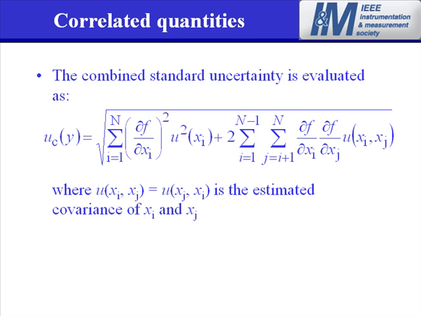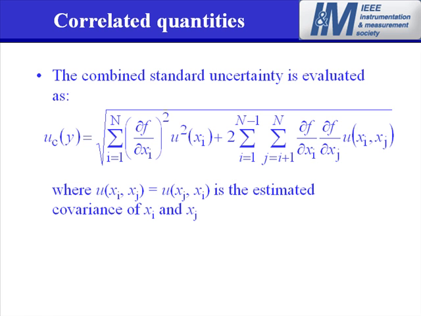Now, let's consider the case of correlated input quantities. In this case, the mathematical relationship that expresses the definition of the combined standard uncertainty changes as shown in this slide. You can still see the weighted sum of variances here, as in the previous case. In this case, you can see also the weighted sum of covariances as mentioned in the definition by the guide, and the weights are again the partial derivatives of function f.